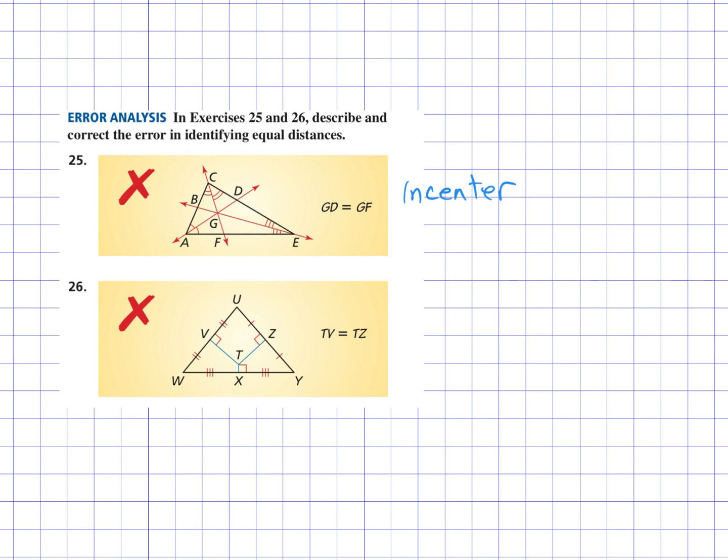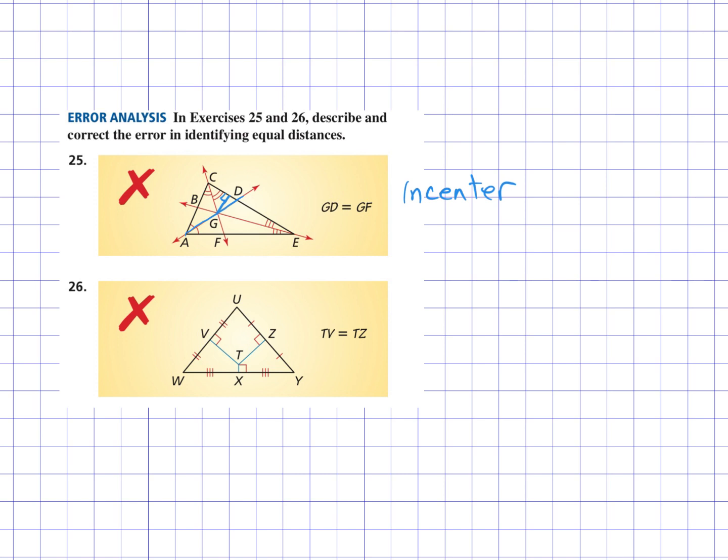GD is equal to GF. Okay, so that's what they did wrong. They need to be perpendicular to the sides, and they're not. These are just the angle bisectors extended through the side. So again, the perpendicular would be right there. So that's not GD. So they confused GD with a perpendicular bisector or a perpendicular line.